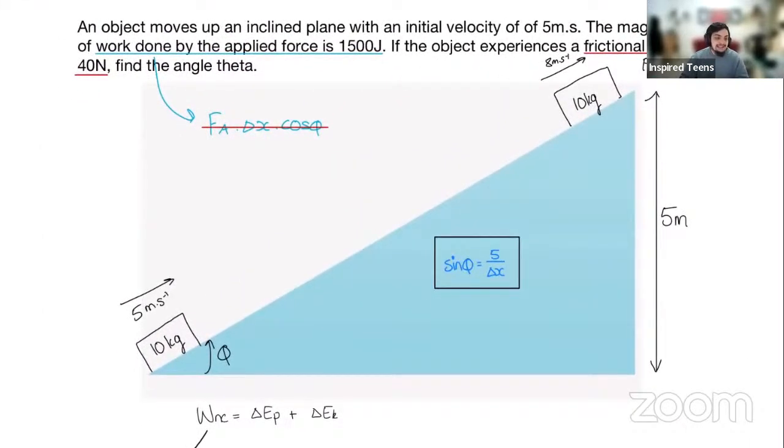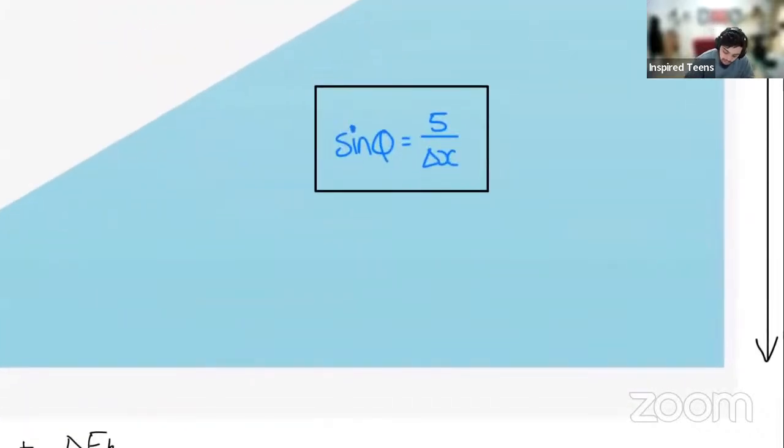Okay, so yes, in this case, WNC gets you delta x, but you need to understand that when you get delta x, that's how you're going to get sine theta. Okay, because sine theta is equal to 5 over delta x. You're using the trigonometry of this big triangle. And now all we need to do is simply substitute delta x.